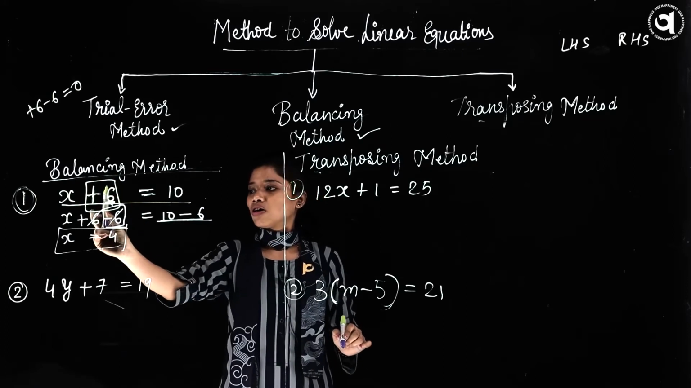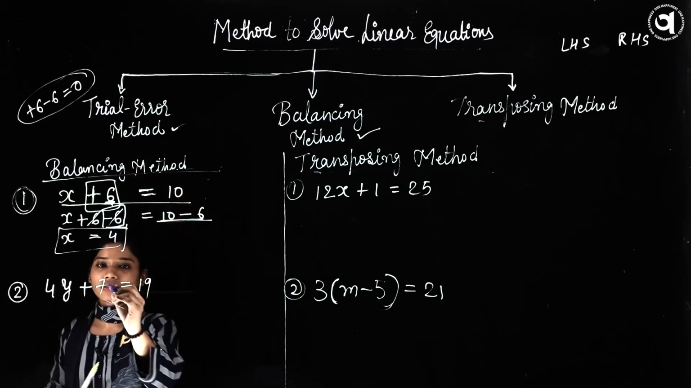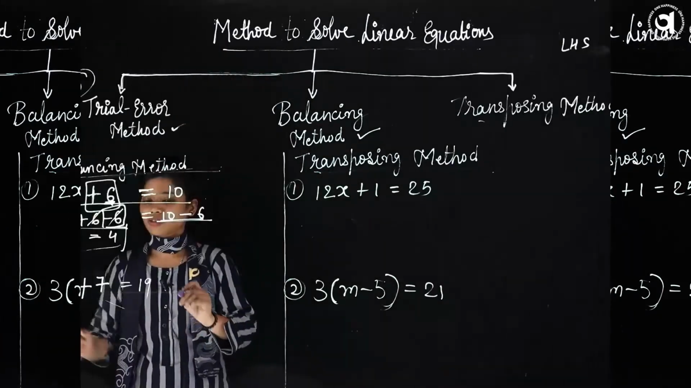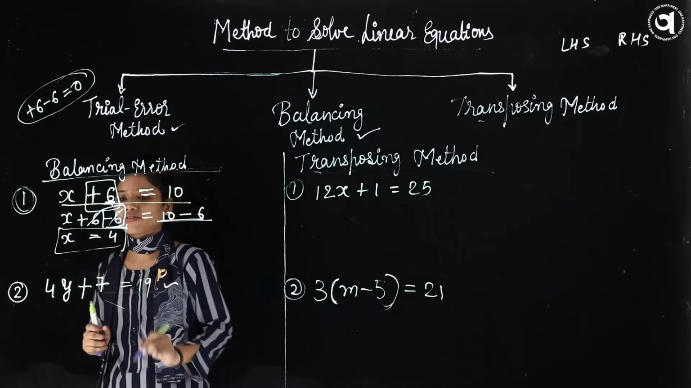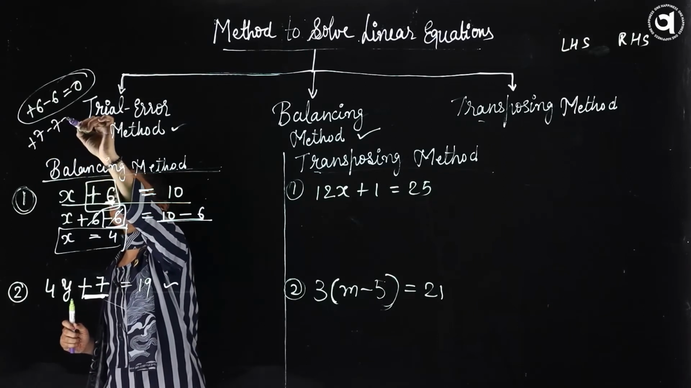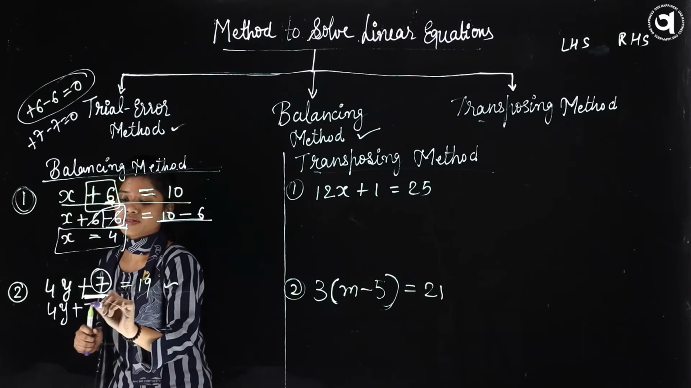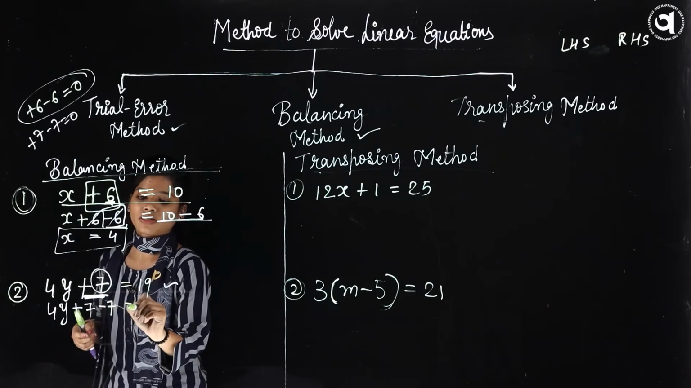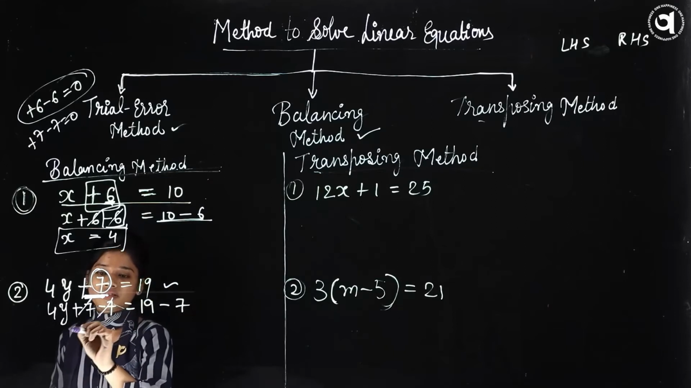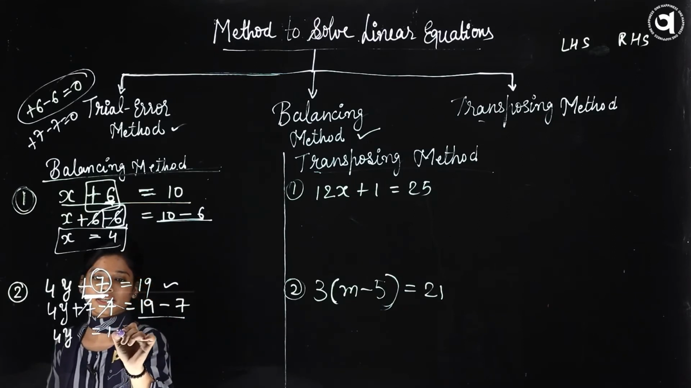Whichever number you are taking, only the sign we have to take opposite, so that we can get 0. Same way here also, 4y plus 7. The second question is 4y plus 7 is equal to 19. Here also the positive 7 is there. So for balancing we can take minus 7, that will give 0. So the same number 7 we will take and we can remove it. 4y plus 7, I can take minus 7, and on the RHS also minus 7. So you can see plus 7 and minus 7 will give 0, that means 4y is equal to 19 minus 7, you will get your answer 12.